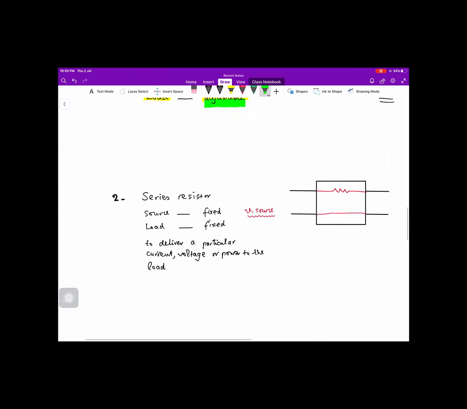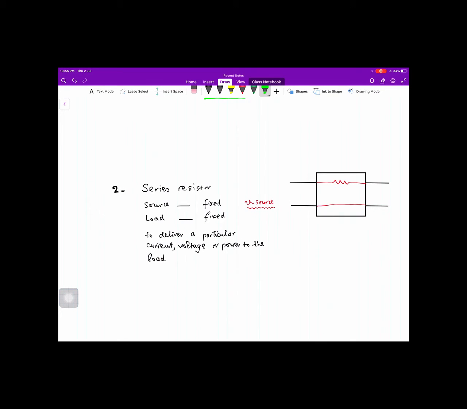So the second example is a series resistor. You see, this is the input port. At the input port we have two terminals, and at the output port we have two terminals. At the input port the source circuit is not shown, and at the output the load is not shown; only the interface is shown, and in this interface we have only a resistor which is in series. That is why it is known as a series resistor. So in this type of interface, our source is fixed and load is fixed.